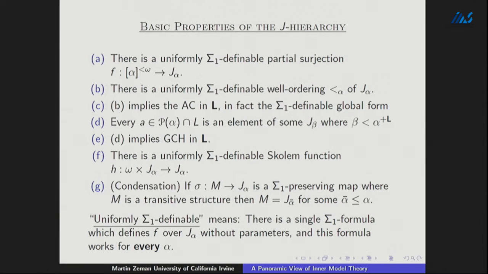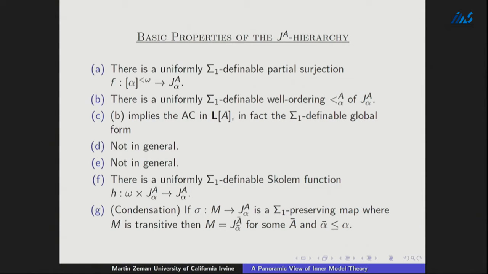And then we have a condensation. A sigma 1 preserving map is just an elementary map where the elementarity applies to sigma 1 formulae. And it says that if I have a transitive structure and a sigma 1 preserving map from a transitive structure into some J alpha, then that structure has the form J of some alpha bar. So if I take an elementary substructure of J alpha and collapse it, we always collapse to a member of the hierarchy. So this is what makes it possible to do all kinds of arguments in L.